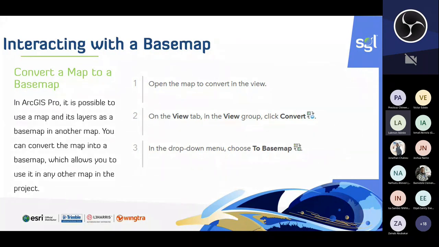It is very possible. You can just go open the map you have. When you have the map, you can click on the View tab. From the View tab, in the View group, it's very easy, 3 easy steps. You can click on the Convert icon, an icon with 2 arrows, 1 box and 1 circle. If you just click on the Convert tab, it will convert your already defined map to a base map.